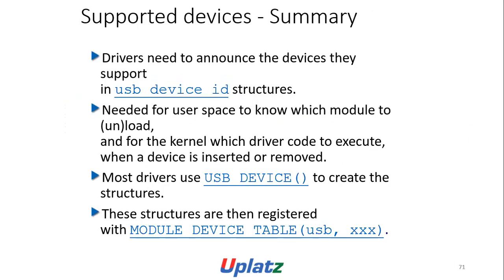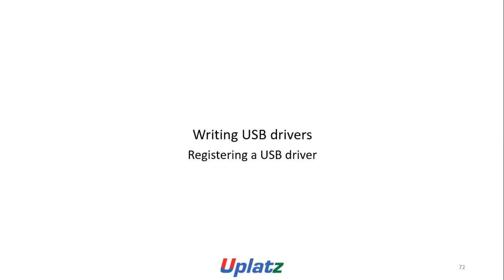Supported device summary: drivers need to announce the devices they support. The usb_device_id structure is needed for user space to know which module to unload or load, and for the kernel to know which driver code to execute when a device is inserted or removed. Most drivers use USB_DEVICE to create the structure. These structures are then registered with MODULE_DEVICE_TABLE(usb, xxx).